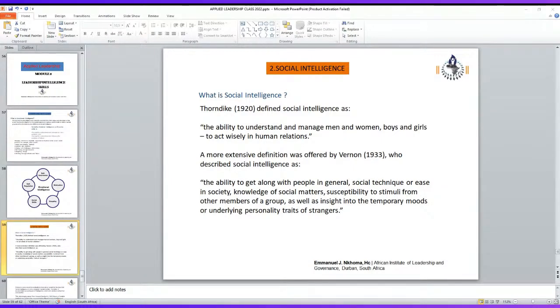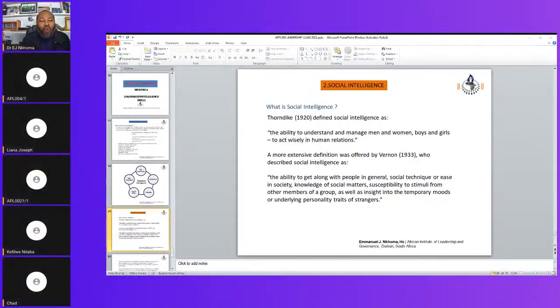Okay. So, in other words, a more extensive definition was offered by Vernon in 1933, who described social intelligence as the ability to get along with people in general, social techniques, or ease in society, knowledge of social matters, susceptibility to stimuli from other members of a group, as well as insight into the temporary moods or underlying personality traits of strangers. So we have to acknowledge that.